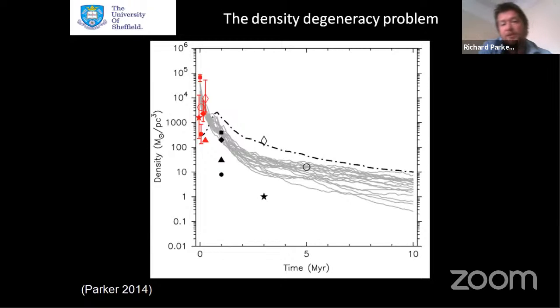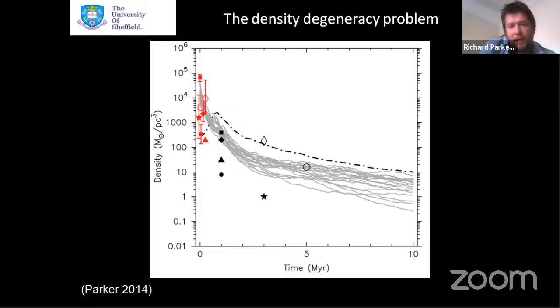So what you see here is you can start off with very high densities, 10 to the 4 solar mass per cubic parsec, for example. And then in a very short space of time, you can attain reasonably low stellar densities, so a few to 10 solar mass per cubic parsec. The black points on the diagram are the measured densities for some nearby star-forming regions.